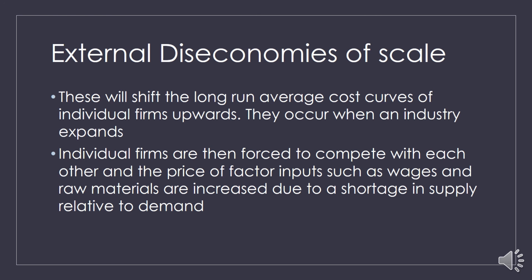I think individual firms are forced to compete with each other. When each firm is competing with the others, the prices of factor inputs such as labor, land and capital will start increasing because of this competition. So what will happen in that particular area? Labor will be very expensive, land will be very expensive and machinery will be very expensive because of the high competition. That may lead to increasing average cost. That may lead to the LRAC curve of the firm shifting upward. That will be considered as what? External diseconomies of scale. I hope you guys understood.